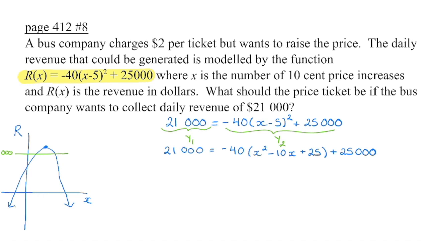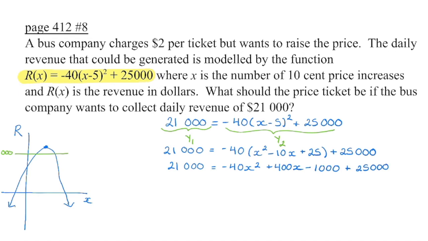And then the next thing I'm going to do is distribute that negative 40 into the bracket. So I'm going to leave my 21,000 here. We're going to have negative 40 x squared. Negative 40 times negative 10 becomes positive 400x. And negative 40 times 25 becomes negative 1,000. And we still have that 25,000.